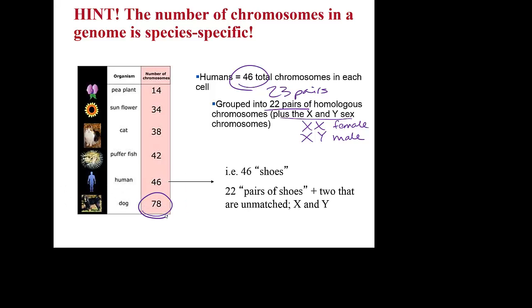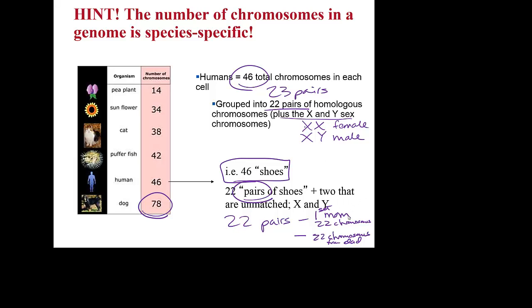But what we look at with your 46 chromosomes is we actually think about them like shoes. So you have pairs of chromosomes or pairs of shoes. And 22 of those pairs, you get one set from your mom. So of these, you get 22 chromosomes from mom, and you get 22 chromosomes from dad. And then you've got two more we've got to deal with.